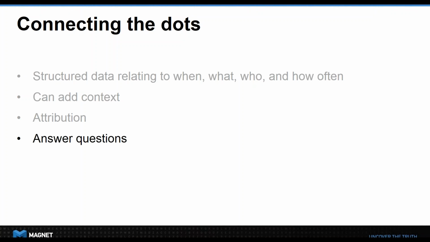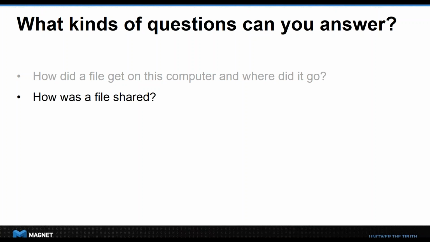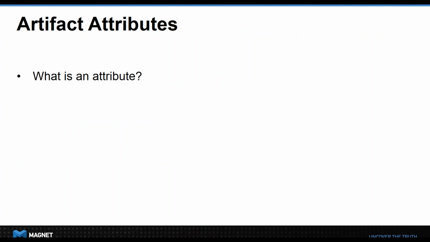And I don't know what kinds of questions each of you individually are getting on your cases, but I know some of the questions that I regularly got as an examiner that I needed to answer, which is, how did this file get on a computer and where did it go? How was the file shared? How else was it viewed? When was it viewed? What else was viewed at the same time? What other activity was going on at the same time? So how do we figure that out?